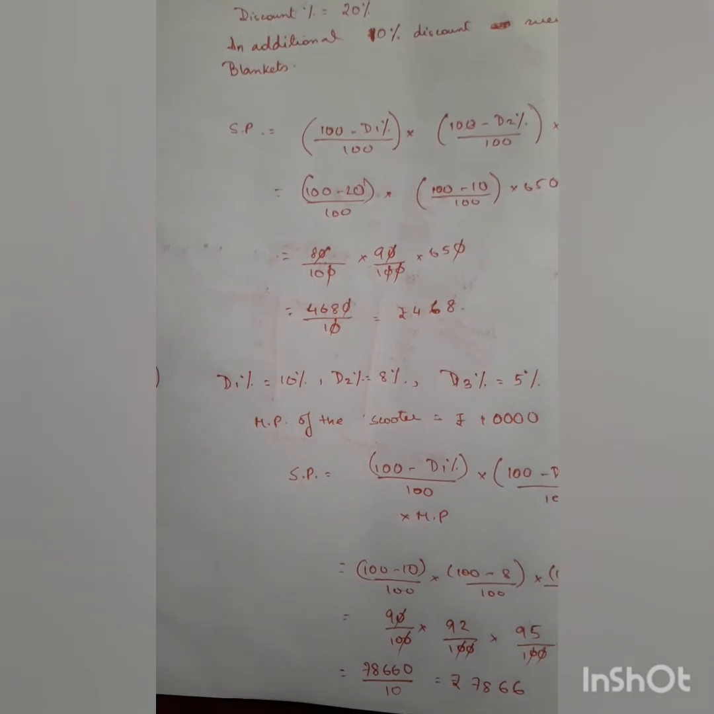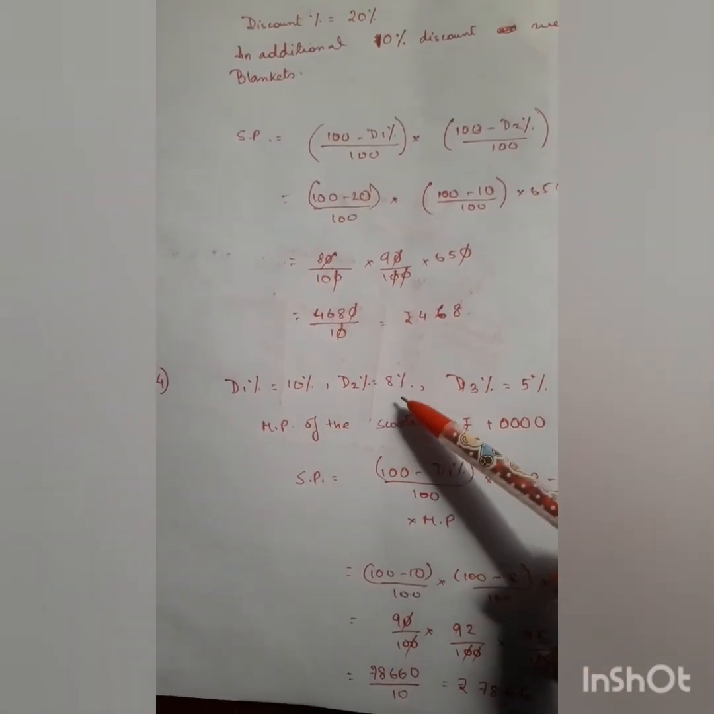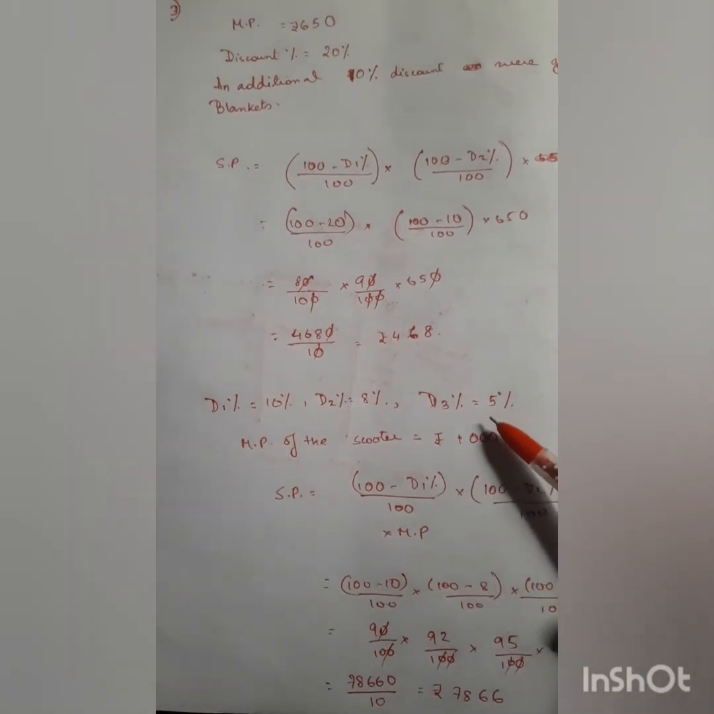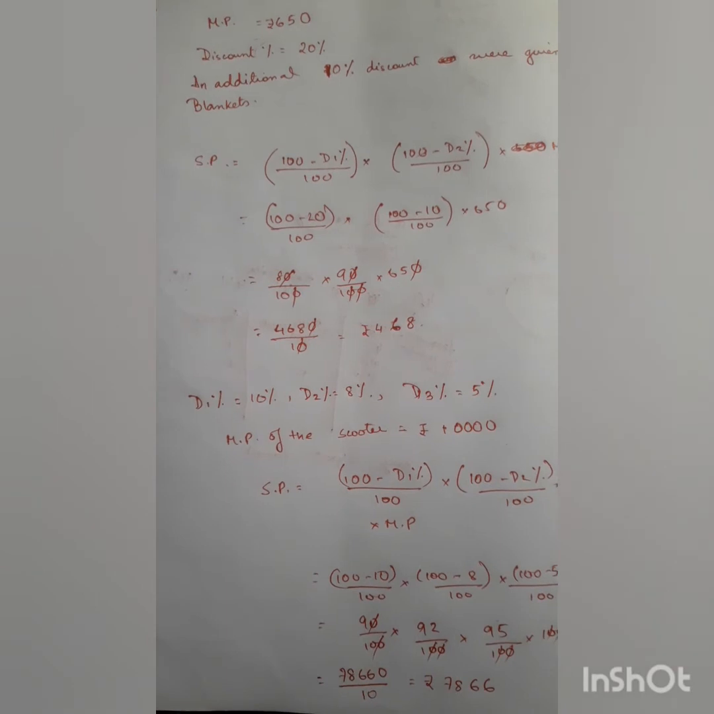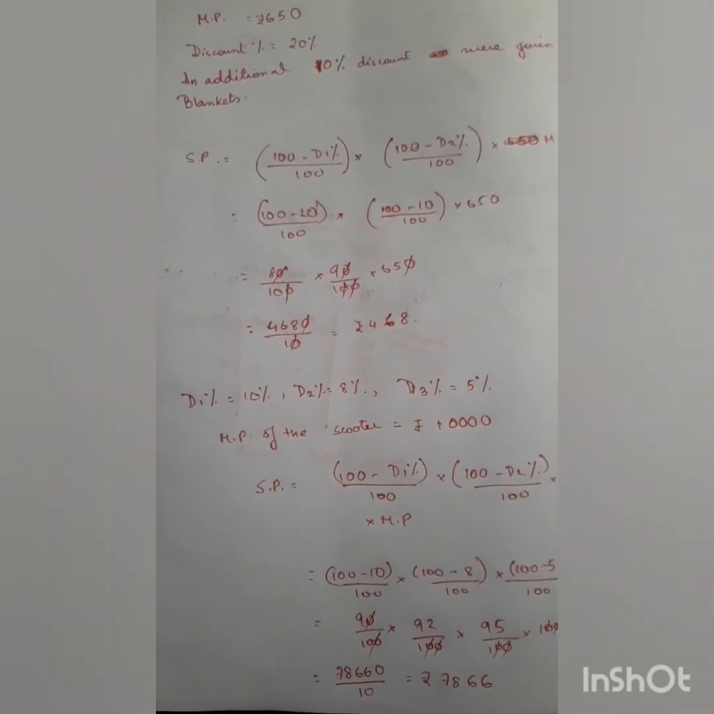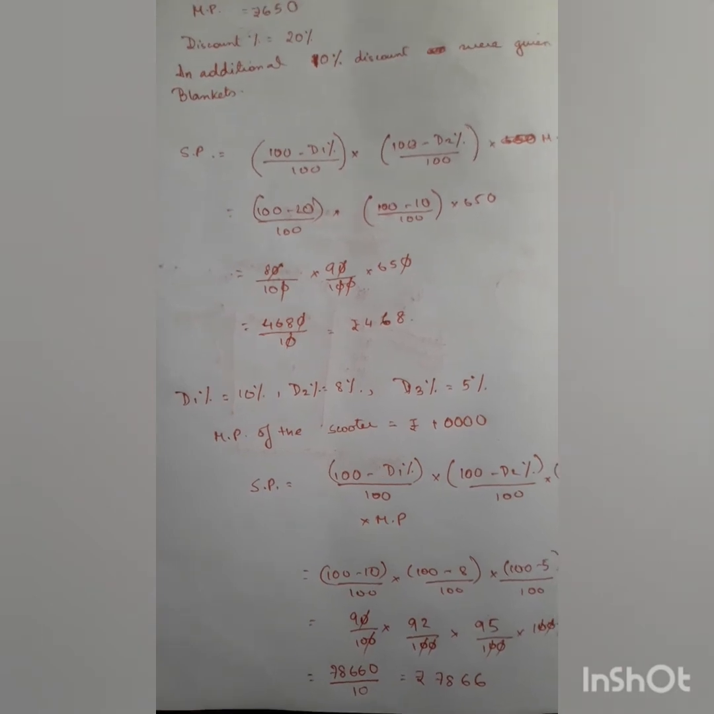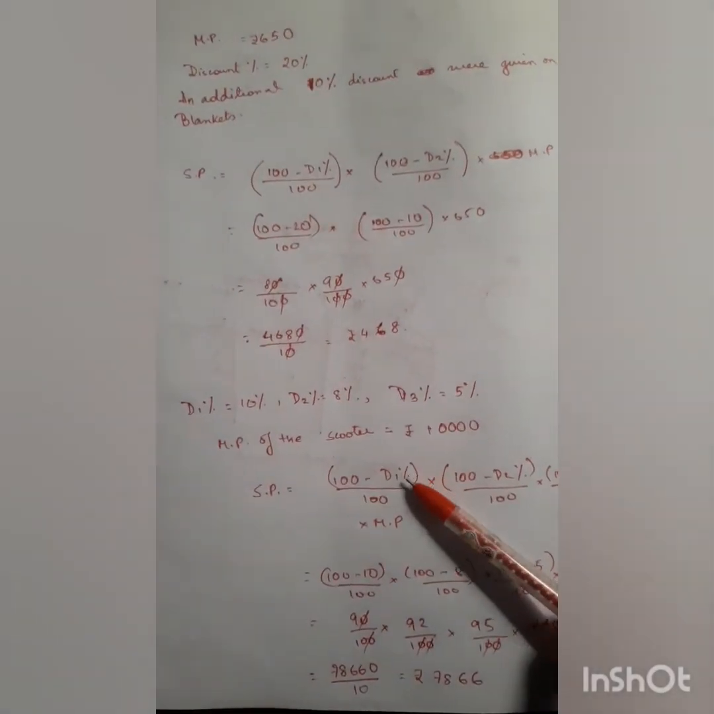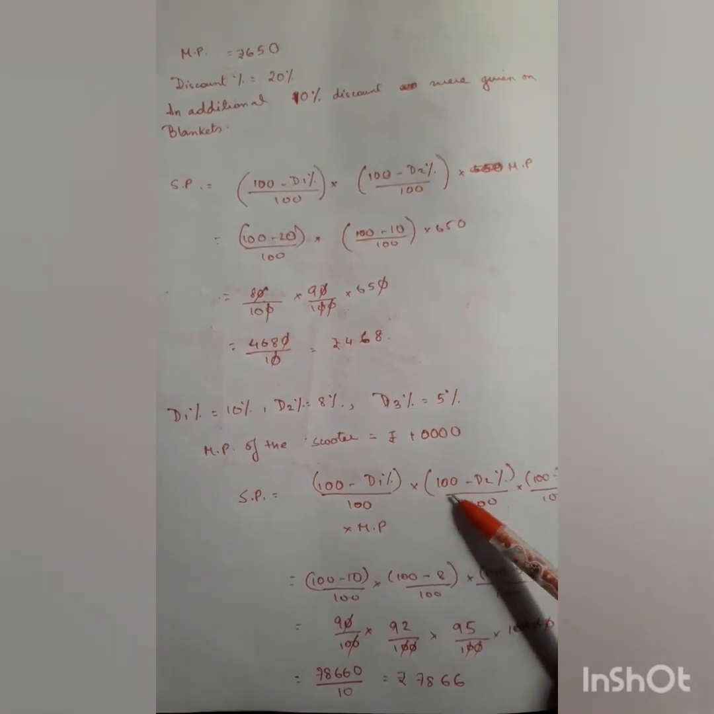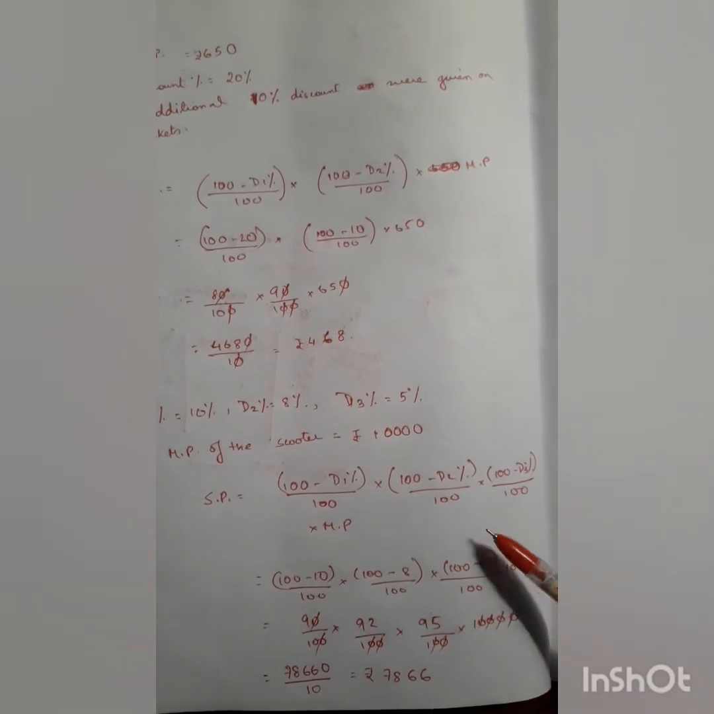Let's move on to question number 4. 3 successive discounts are given. D1% is 10%, the second discount is 8%, the third discount is 5%. Alright, so the marked price of the old scooter was rupees 10,000. You have to find out at what price it was sold after giving these discounts. So our formula for selling price will be 100 minus D1% by 100 into 100 minus D2% by 100 into 100 minus D3% by 100 into MP.